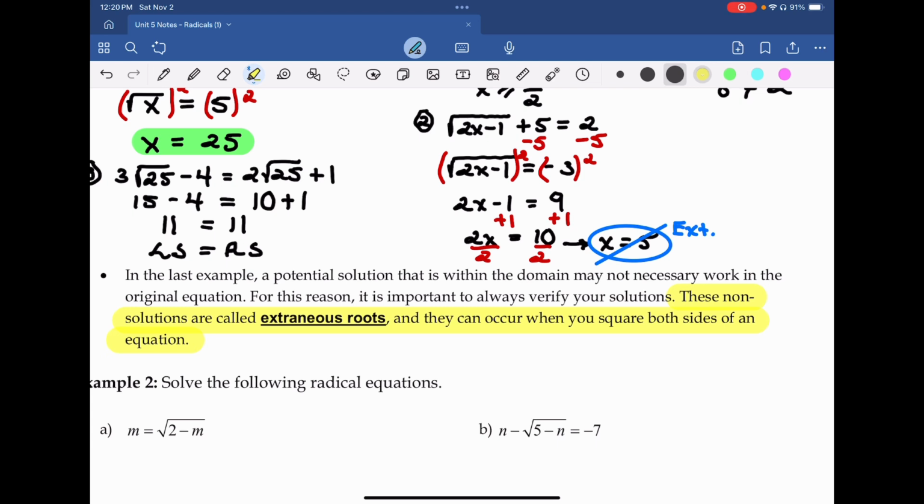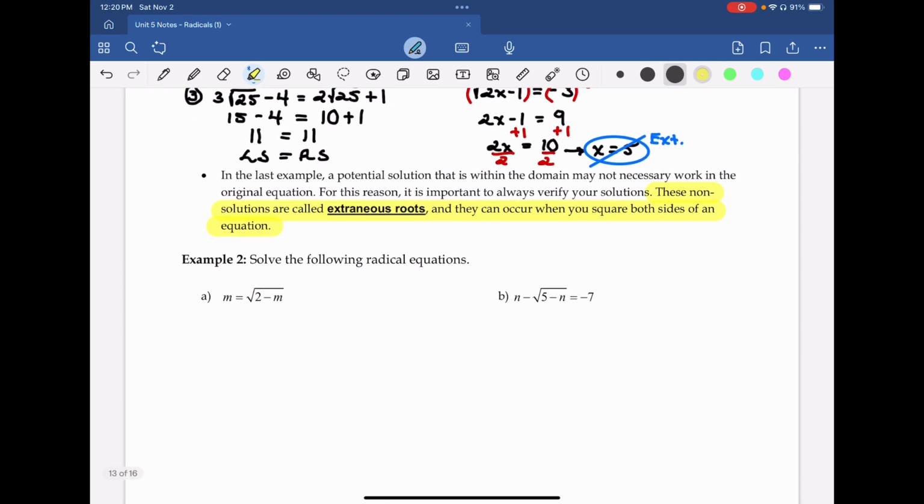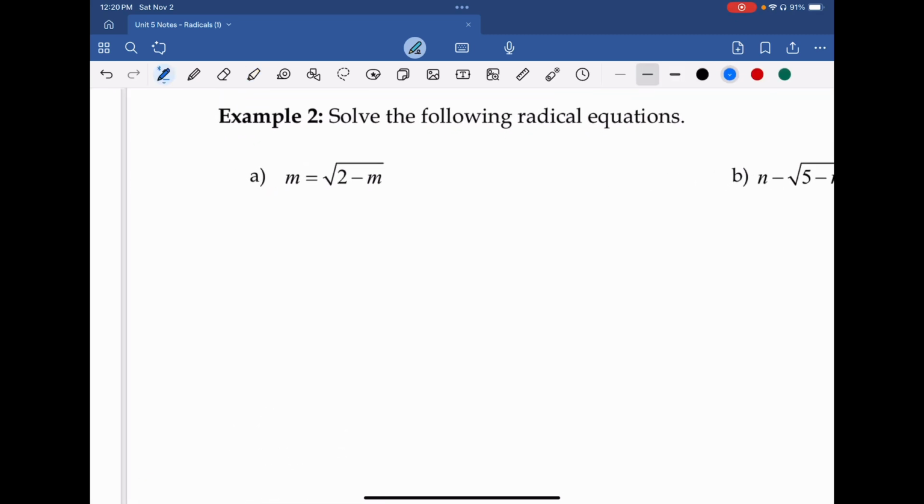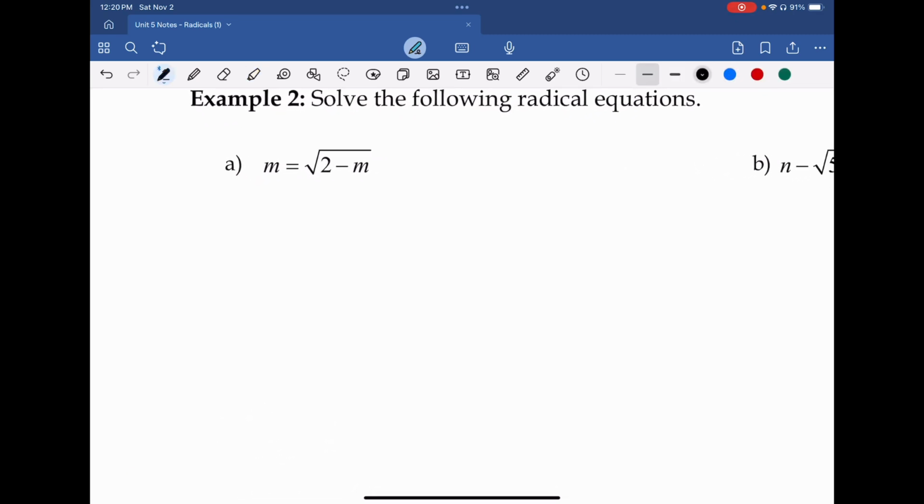All right, let's go into example 2, where we're just going to continue this type of overall mathematical approach where we state our restrictions, we solve, and then we verify our solution. Let's say we're given this one here. Well, right away, what we want to do is state the restriction. So I'm going to go part number 1. We're going to write 2 minus m must be greater than or equal to 0.